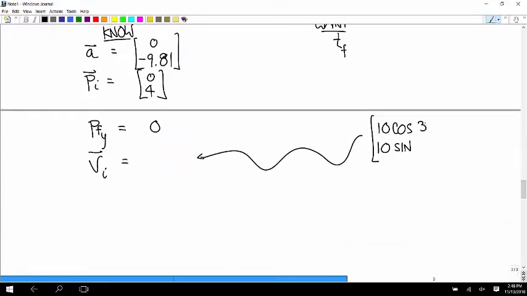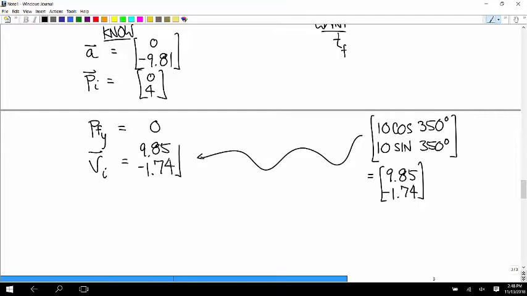So cosine and sine of 350. And that gives you 9.85, negative 1.74. So that's the initial velocity vector. 9.85 is the x coordinate. Negative 1.74 is the y. And then velocity final, we don't know.